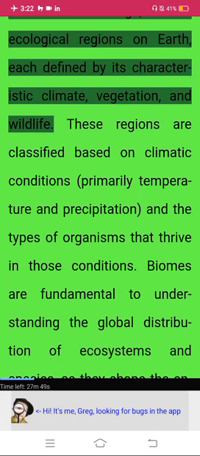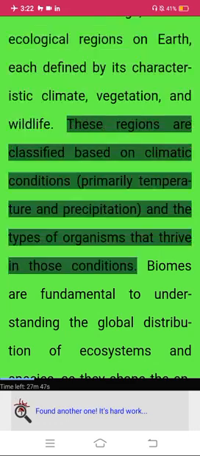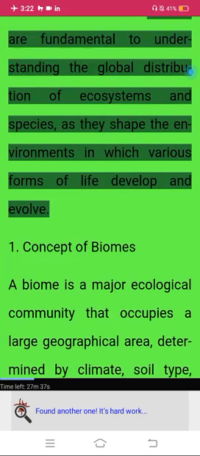Biomes refer to large, distinct ecological regions on Earth, each defined by its characteristic climate, vegetation, and wildlife. These regions are classified based on climatic conditions, primarily temperature and precipitation, and the types of organisms that thrive in those conditions. Biomes are fundamental to understanding the global distribution of ecosystems and species, as they shape the environments in which various forms of life develop and evolve.